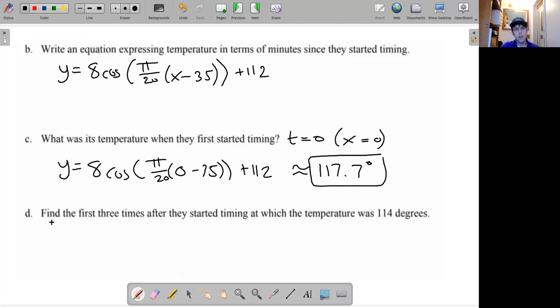Okay. Find the first 3 times after they started timing at which the temperature was 114 degrees. So we're looking for 3 different times. Again, we could write an equation and solve it, and we will in the future, in a couple of problems here. We could replace this with 114 degrees and then solve for x. Totally valid method, but that's only going to give us 1, and we don't know if it's the first time, the second time, the third time, or the 8th time. So what we really need to do is graph this.